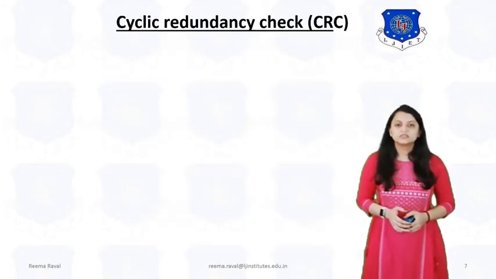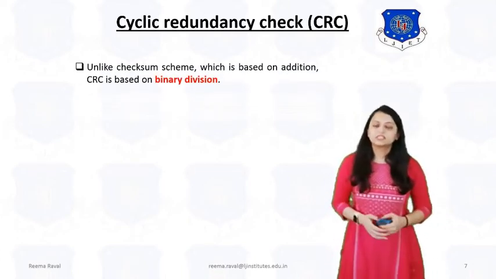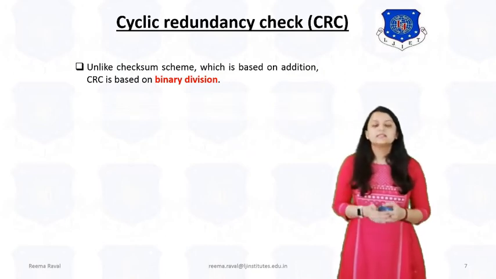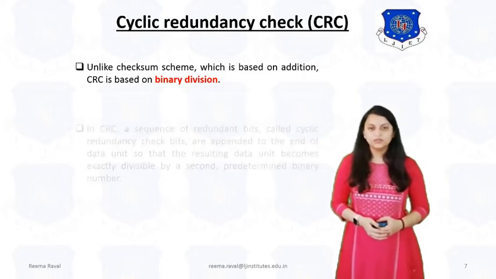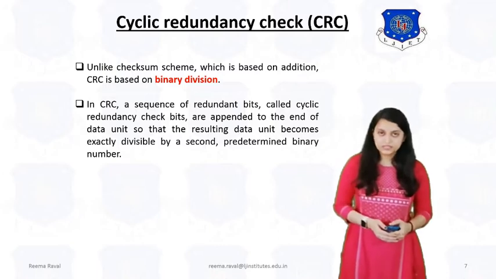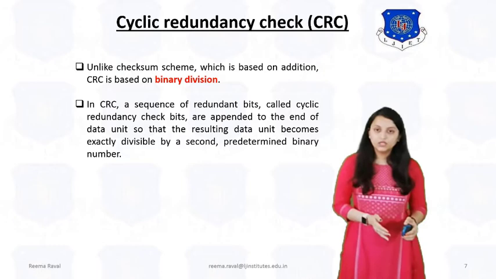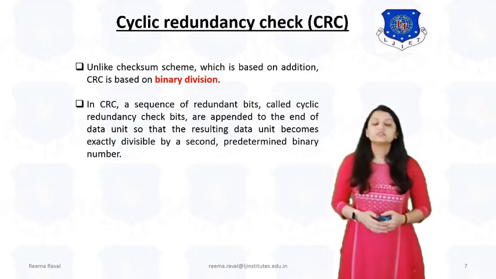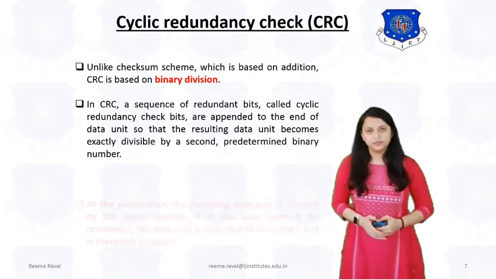Next is the CRC method, cyclic redundancy check method. Unlike the checksum scheme, which is based on addition or modulo 2 addition, CRC is based on binary division. Remember this. In CRC, a sequence of redundant bits called cyclic redundancy check bits is appended to the end of the data unit so that the resulting data unit becomes exactly divisible by a second, predetermined binary number.